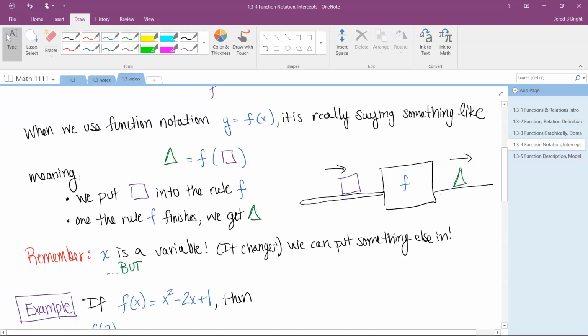Just remember that if you change whatever you put in, we have to replace all x's, or the inputs, with the new amount.